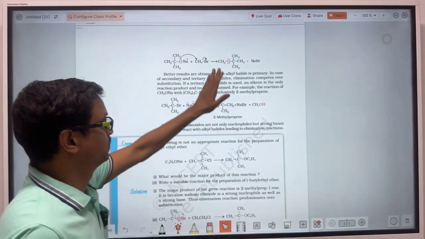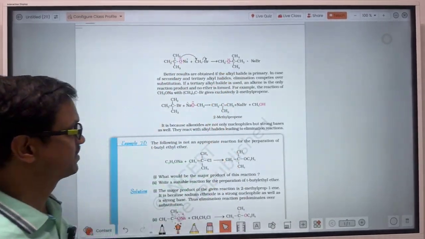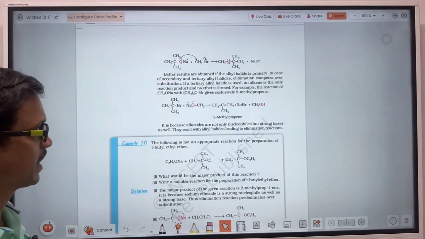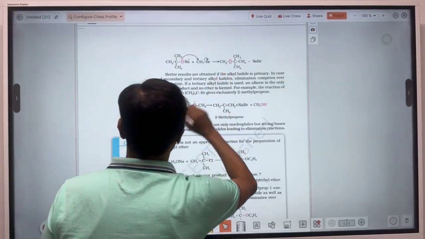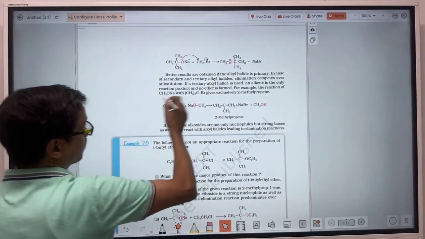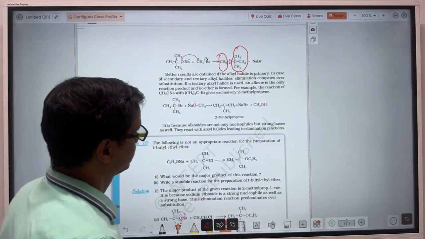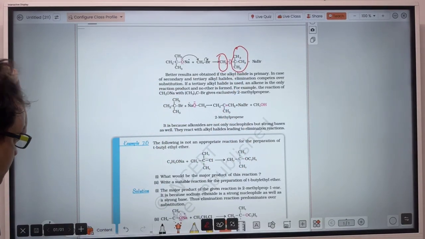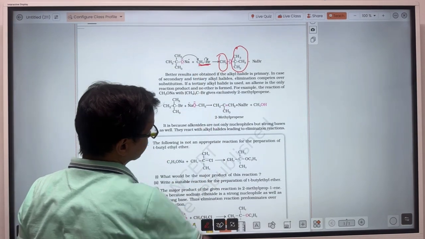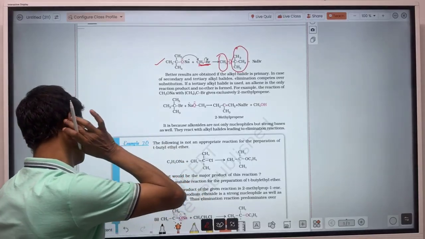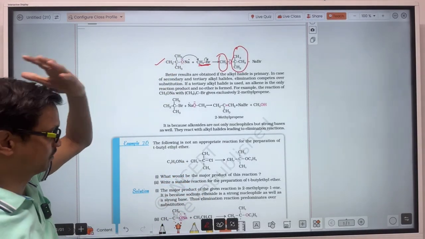As for example, when you have to prepare this ether in which there is a tertiary alkyl group on one side and a primary alkyl group on the second side, like this ether. So how to prepare it? You will take the haloalkane of the primary alkyl group and the sodium alkoxide of the tertiary alkyl group.